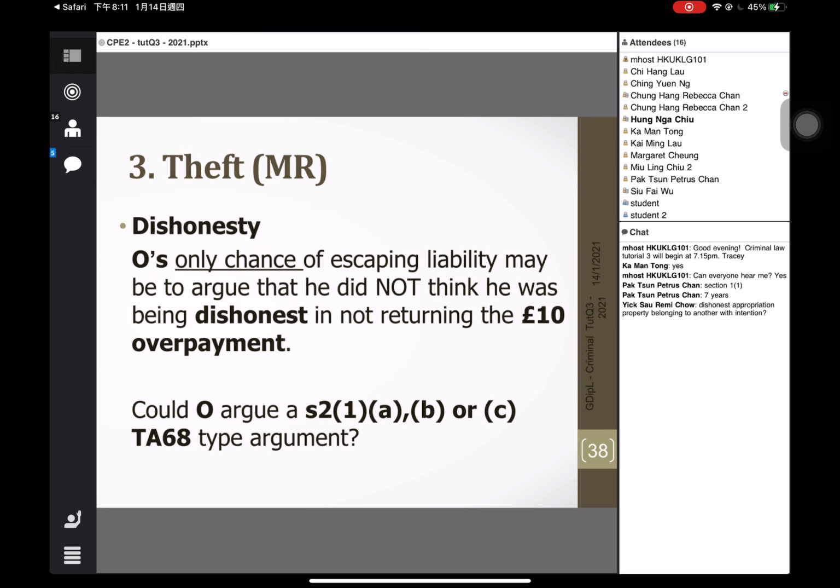Okay, and then we'll move on to the mens rea aspect. So there's appropriation of property belonging to another, but what about dishonesty? His only chance of escaping liability is to argue that he didn't honestly think that he should have to return this minor sum of money. Maybe it was inconvenient for him to do so. He'd have to fight through lots of people to get back to the bar to explain this situation.